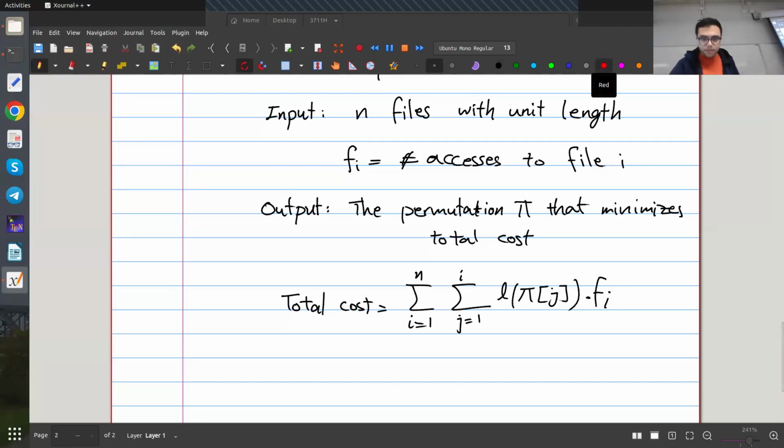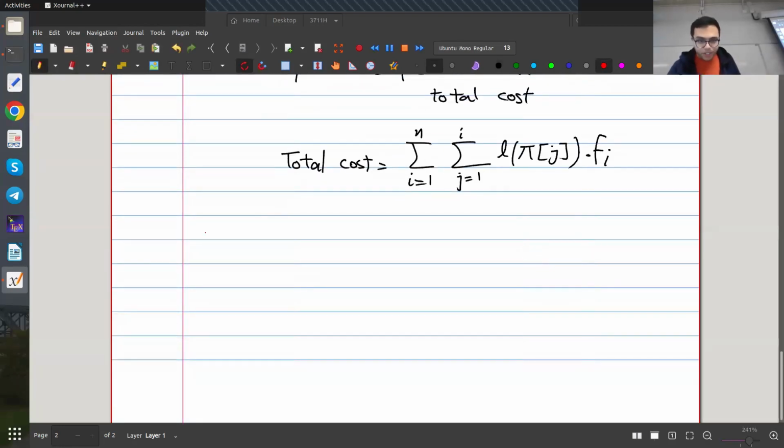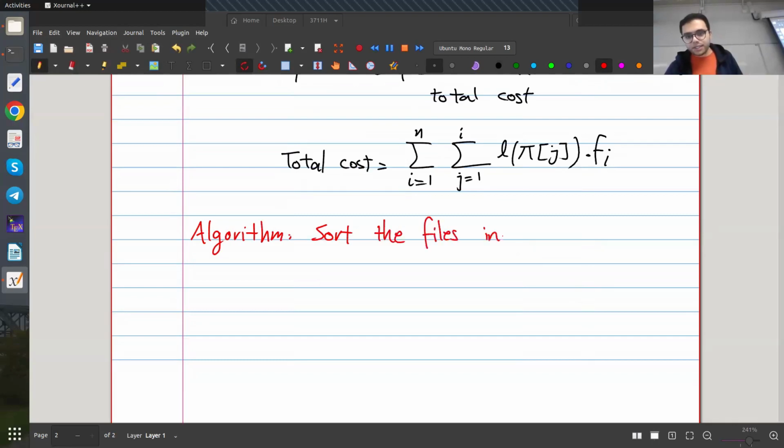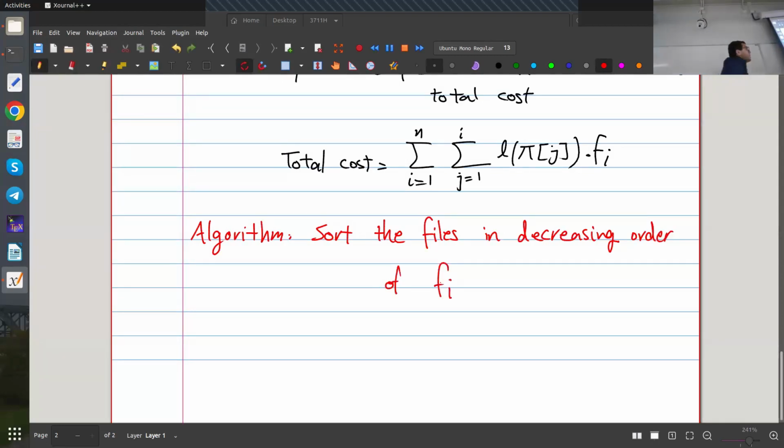So this is my algorithm. Again, the algorithm is one line. It's just sort the files in decreasing order of frequency, in decreasing order of Fi. Now, I want to prove that this algorithm is optimal. Now, my proof would be just like the previous case.